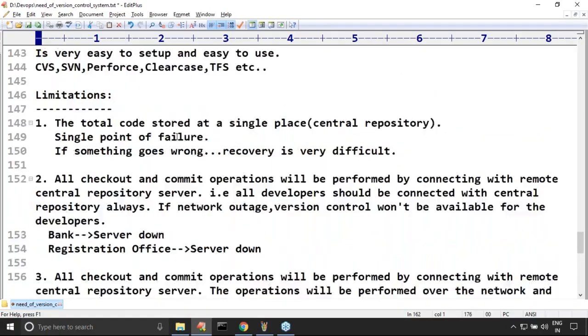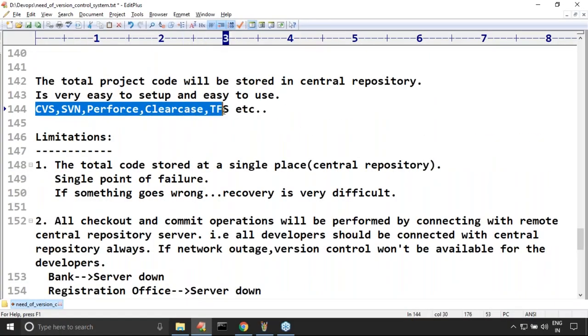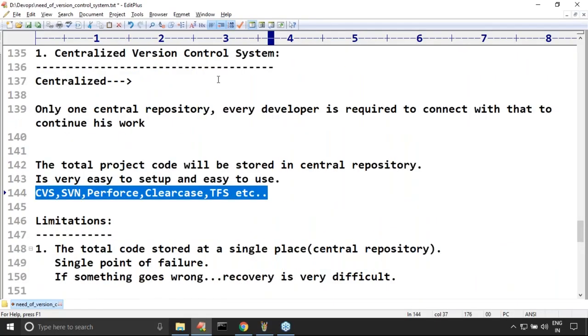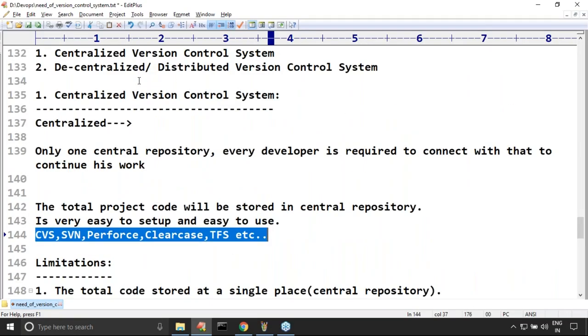Anyway, there are multiple tools. Don't underestimate this model. This model also provides good support, but only up to a certain level. For huge projects, this model is not at all recommended. CVS, SVN, Perforce, ClearCase, TFS, all these tools are based on the centralized version control system only. Remember clearly, right?